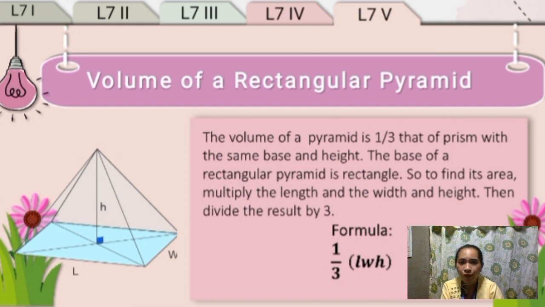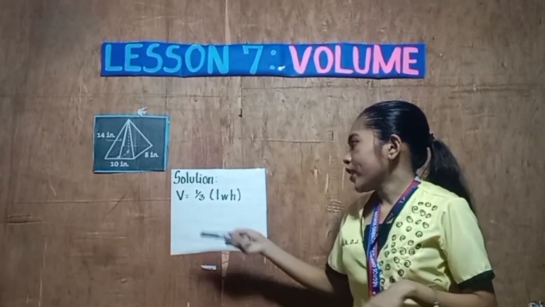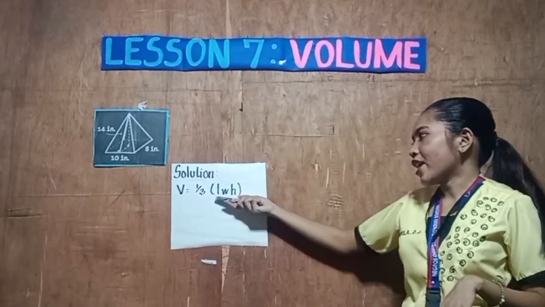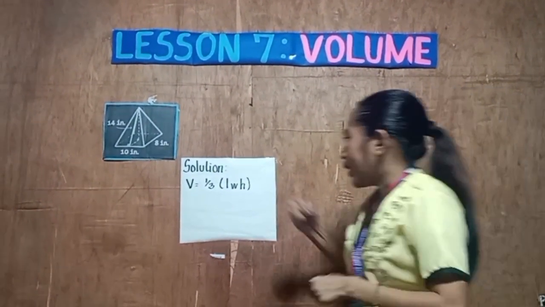The base of a rectangular pyramid is rectangle, so to find its area, multiply the length and the width and the height. Then divide the result by 3. Okay, so using the formula 1/3 times length times width times height, we get.